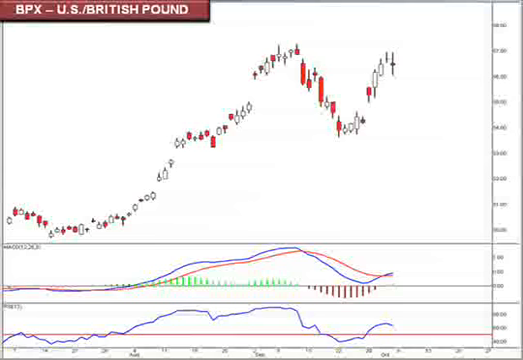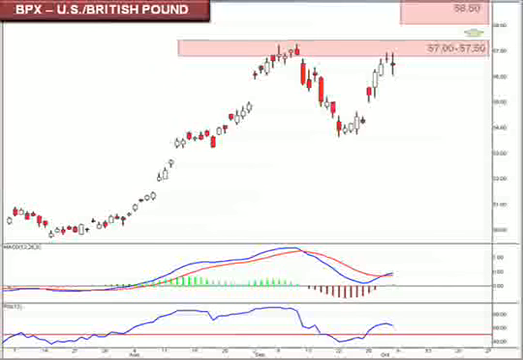Let's now take a look at the BPX, the U.S. versus the British pound. Again, strength in the U.S. dollar against the pound as we play into this key resistance level here at 57 to 57.50. We can see that prices have actually rejected over the Thursday and the Friday in this area. Now, a break through this, the next logical target would be up into this 58.5 focal zone that we've identified here.